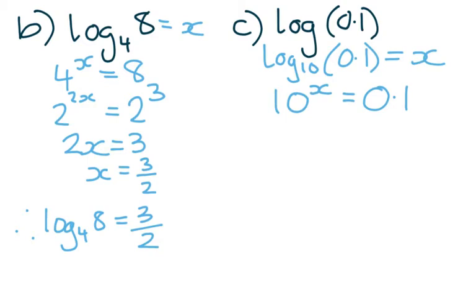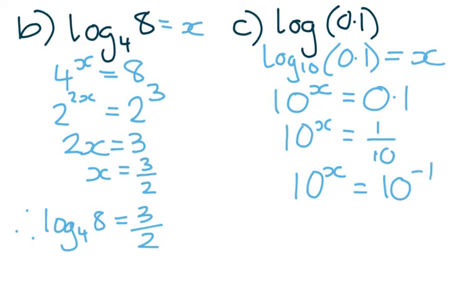Again, same as the previous example, before I can solve an exponential equation, I have to have them in the same base. Now, 0.1 is the same as 1/10. So if I write 10 to the power of x is equal to 1/10, I can then know that 10 to the power of x is the same as saying 10 to the power of -1. So 1/10 is 10 to the power of -1, so x is equal to -1. Therefore, log of 0.1 is equal to -1.